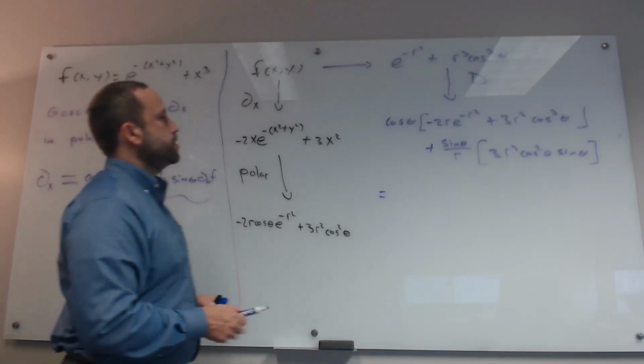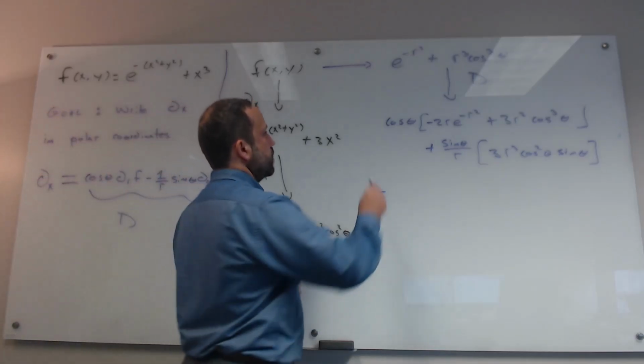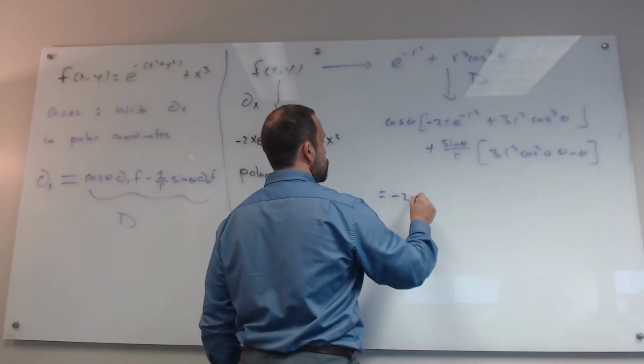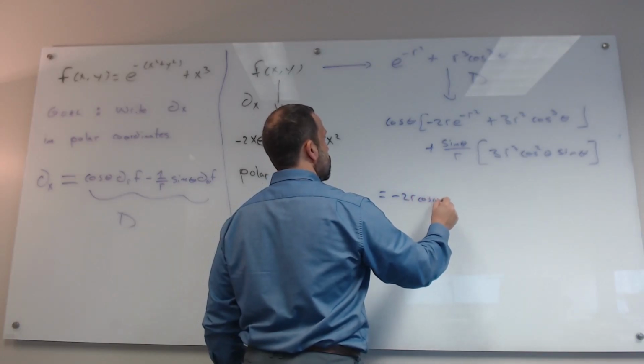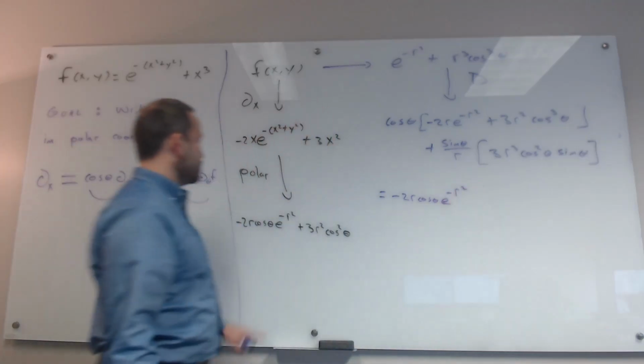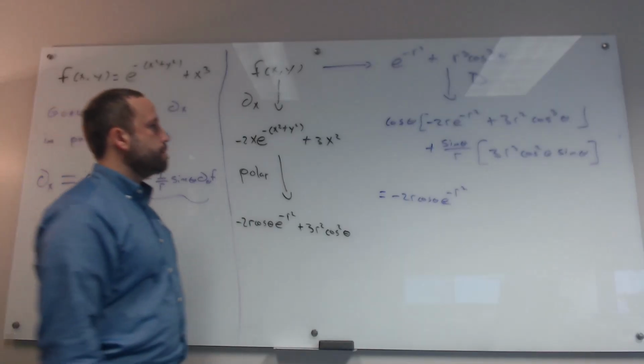Okay, so now what we're going to look at is this first piece right here. I'm going to get minus 2r cosine theta e to the minus r squared. Okay, that matches up exactly with what we have here.